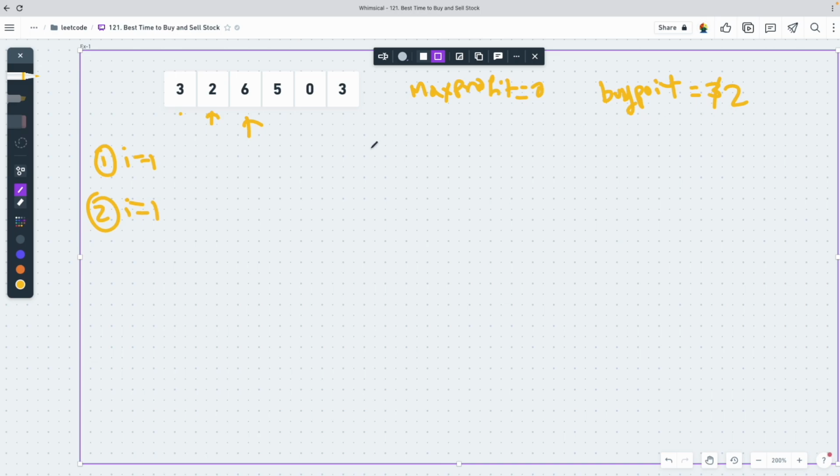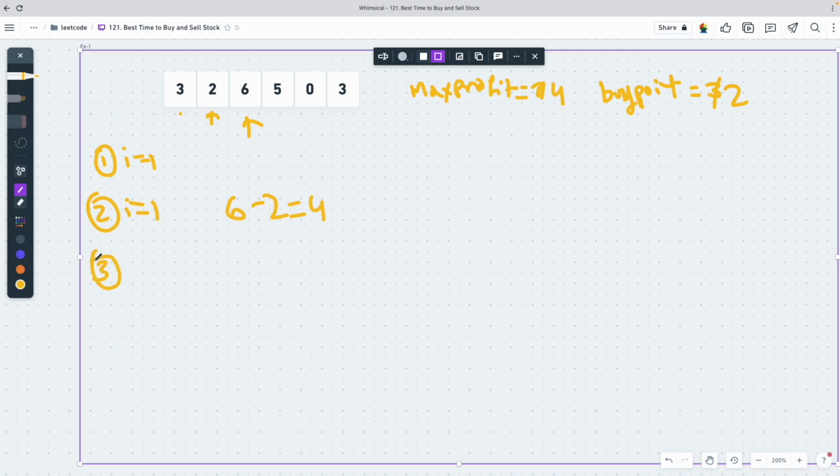So if you sell at 6 and assuming you bought at the buy point 2, what will be your profit? It would be 6 minus 2, which is 4. Our current max profit is 0. 4 is greater than 0. So we have to update max profit with that value.